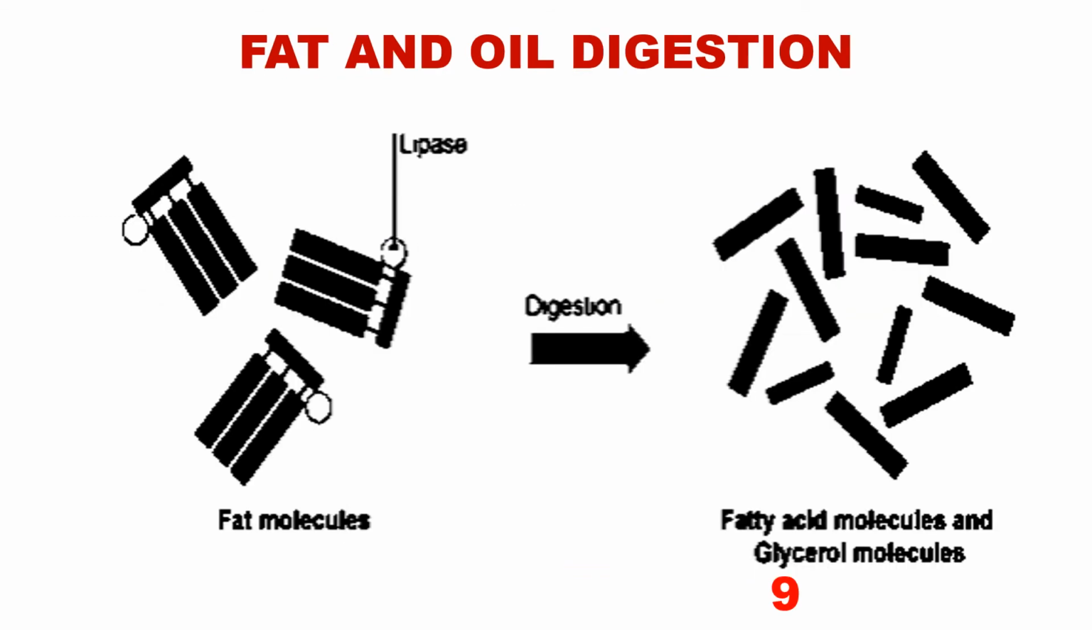Then fat and oil digestion. This is a sample of giant lipid, or fat and oil, molecules. They undergo digestion to be broken down into fatty acid molecules and glycerol molecules. The main enzyme that acts on giant fat and oil molecules is called lipase, and this enzyme is secreted by the pancreas into the duodenum, where the action of the enzyme starts and breaks down the fat and oil molecules into their final products, fatty acid and glycerol.